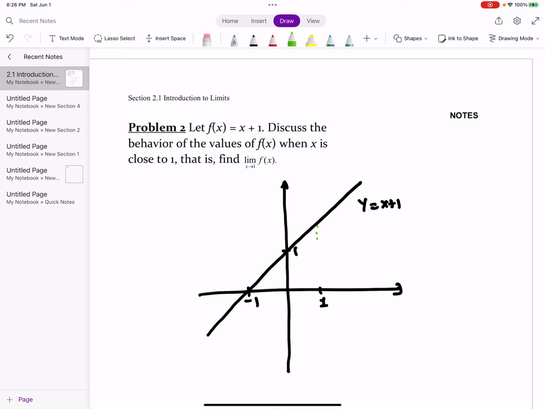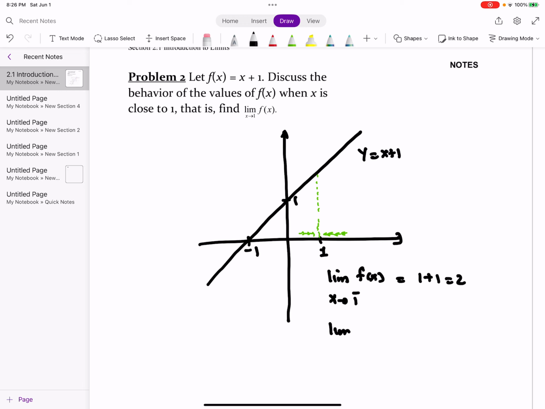Assume that you are approaching from the left side and the right side, very close. So in limit notation, you can just write limit of x approaches 1 from the left side of f of x. This is just substituting 1 plus 1, which is 2. The same, limit of x approaches 1 from the right side of f of x. Just substitute 1 plus 1, which is 2.